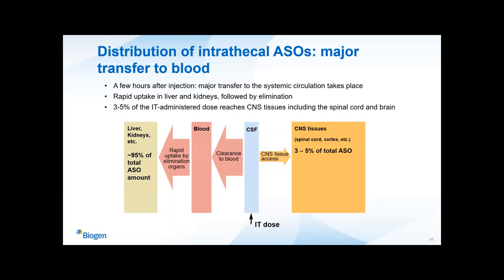So this is just to illustrate the mechanism of distribution. After we give an intrathecal dose in the CSF, most of the ASO amount basically leaks to plasma, to systemic circulation. However, 3 or 5% goes through the CSF brain barrier and basically ends up in the CNS, in the CNS organs.